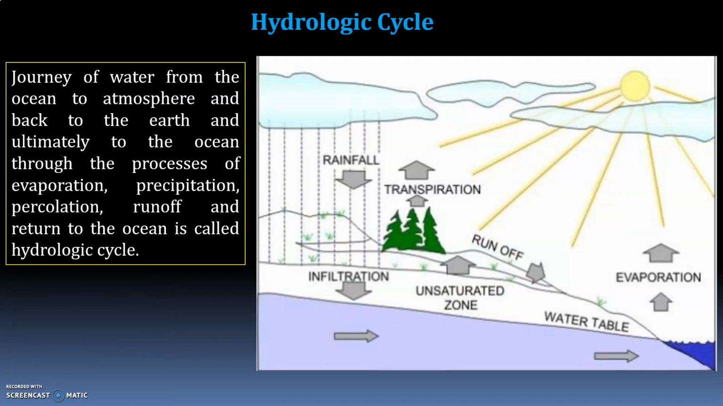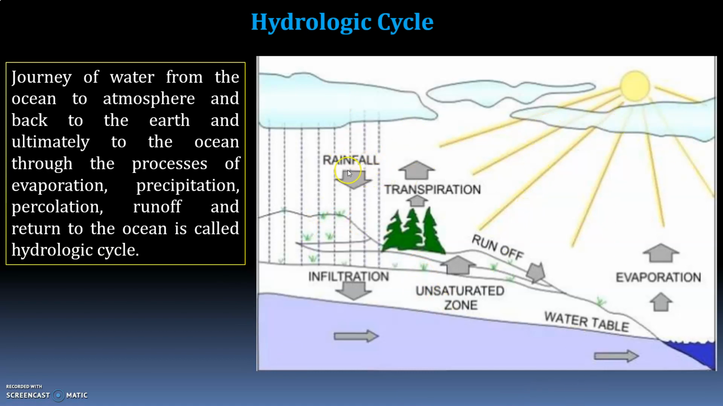Let us see what is the hydrologic cycle. Journey of water from the ocean to atmosphere and back to the earth and ultimately to the ocean through the process of evaporation, precipitation, percolation, runoff, and return to the ocean is called hydrologic cycle. All of you know this.